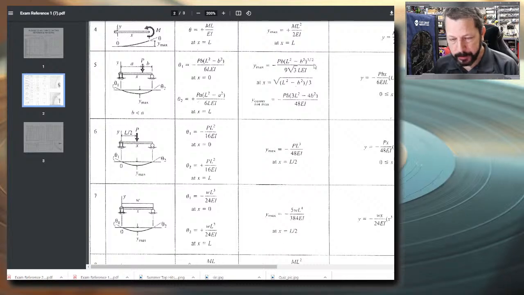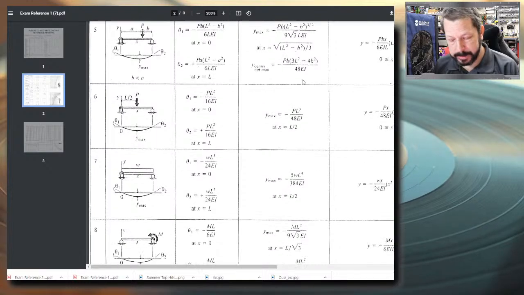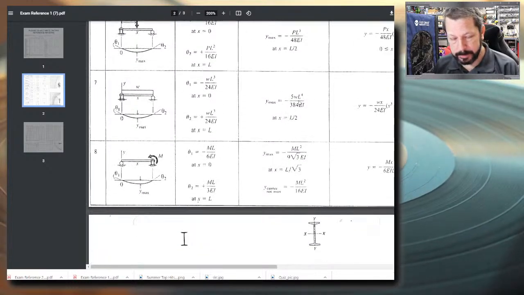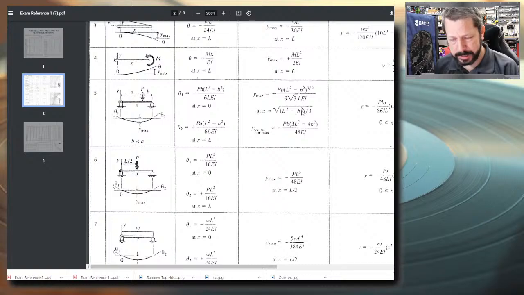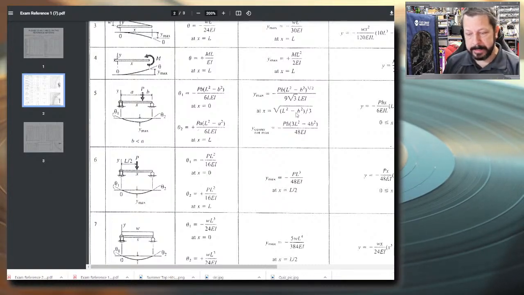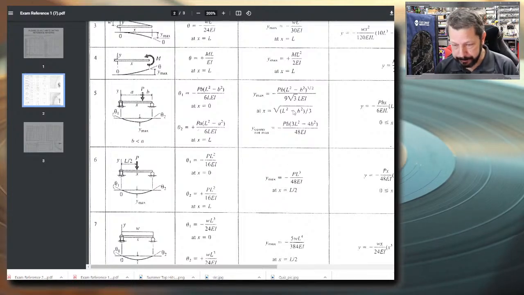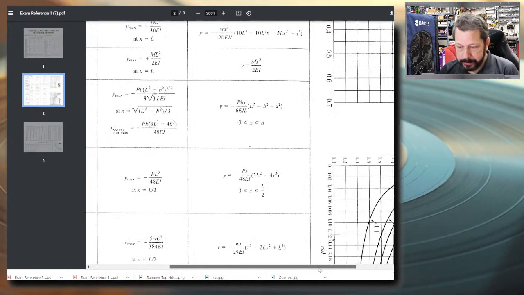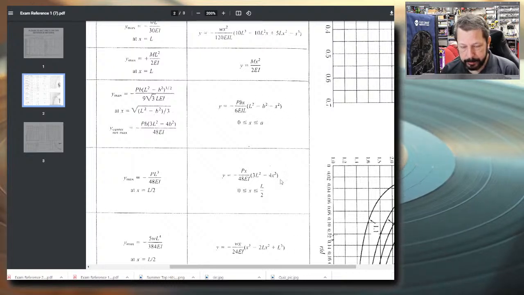So here, y max, we have a maximum equation, and here's the location. And then here, we have a maximum deflection, and here's the location. And this location, L over 2, does not match this location, square root of L squared minus B squared over 3. So we can't just add them together because they're at different locations. So instead, we have to use the equation of the elastic curve for both of these, this one and this one, and add them together to figure out the shape of the beam.